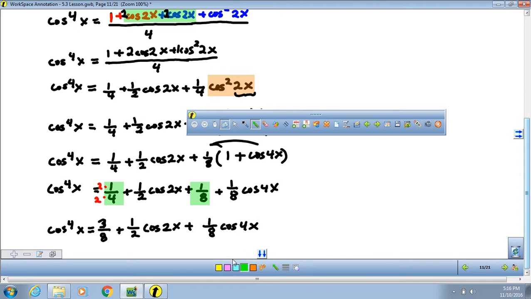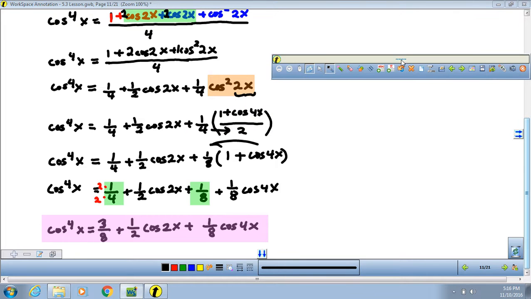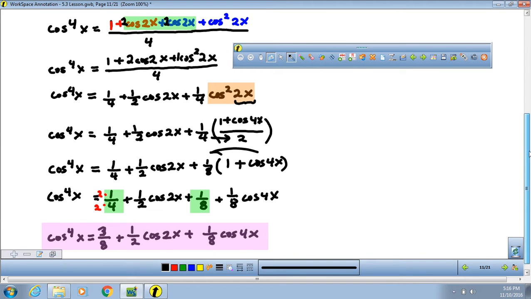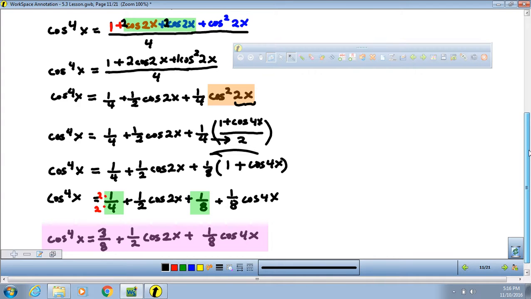And as you can see, we power reduced the cosine to the fourth of x into an expression with only linear cosines, all the way. And this is how the formula works. That's all you have to do. Make sure that you reduce it so that the power of the cosine or the sine becomes a power of 1. That's called power reducing.